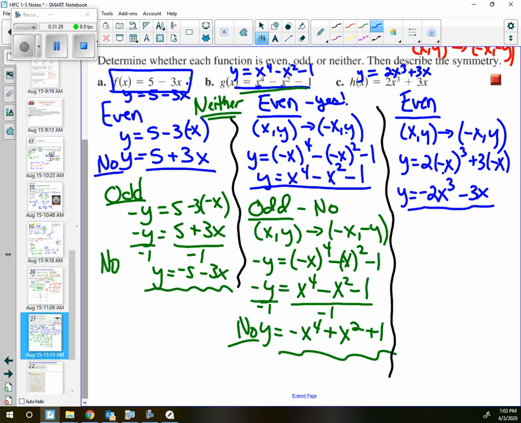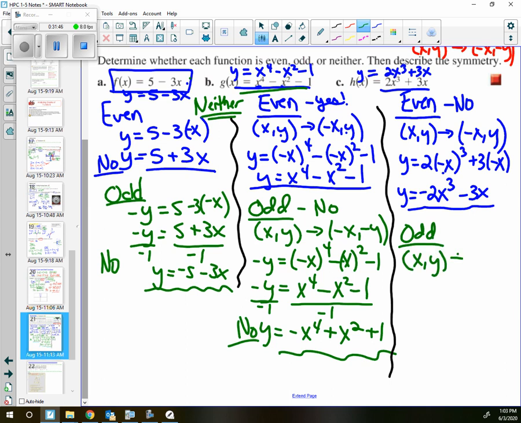Okay, we'll take a look at that. Is that the same as the original? No, not at all. So that means this function is not even. The point opposite of x, y wasn't on that graph. So we're checking in general. We're checking for all points at once by doing these ordered pairs, as opposed to just looking at specific examples. We're doing it for all of them.